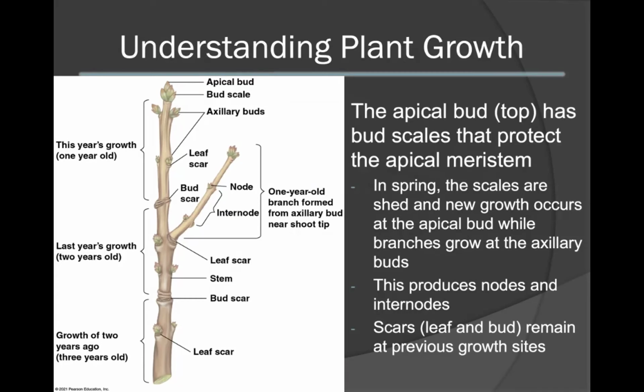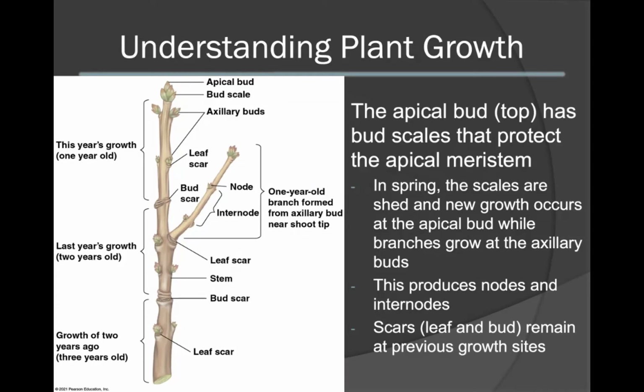New growth will occur at both the apical bud as well as the axillary buds that are located on the tip of the branches. This will help to produce nodes as well as internodes. Scars will remain at the previous growth sites.